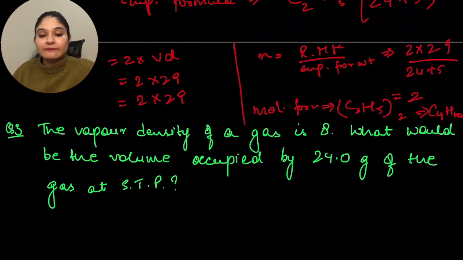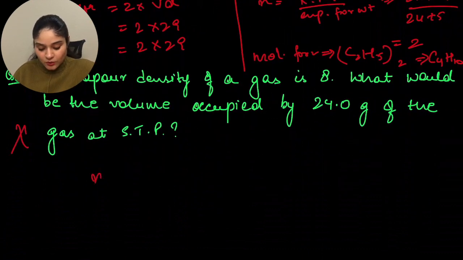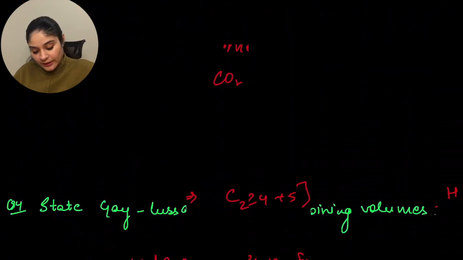Let's move ahead. The vapor density of a gas is 8. What would be the volume occupied by 24 grams of gas? Okay, this is not in the syllabus. So not in course. Let's move ahead.